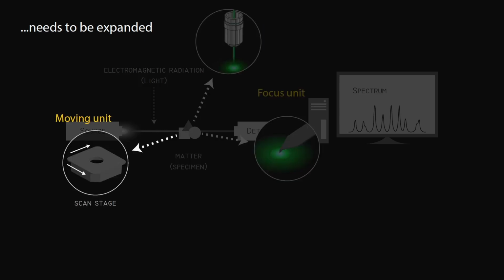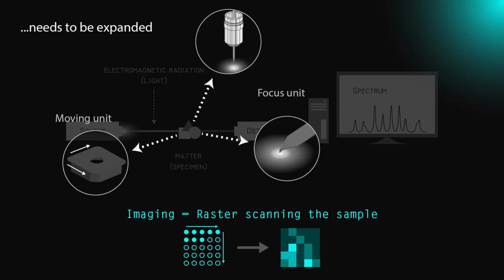Another thing required is a device which moves the focus unit relative to the specimen. I will call this the moving unit. In most systems, it is a sample which is moved relative to a fixed focus unit, although exceptions exist, and sometimes even both units contribute to the movement. For example, the sample stage covers movement in the X and Y direction, whereas the focus unit covers movement in Z direction. In summary, the general concept of imaging in spectroscopy is raster scanning the sample to generate information at spatially different positions, which will then be processed into pixels of an image, hence the name.